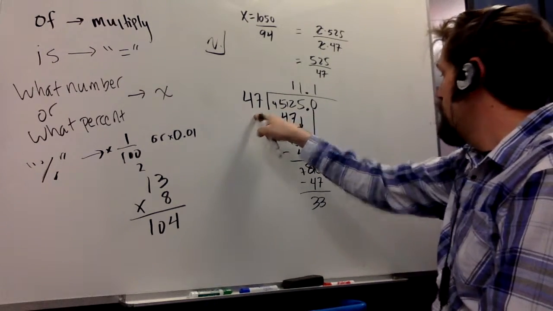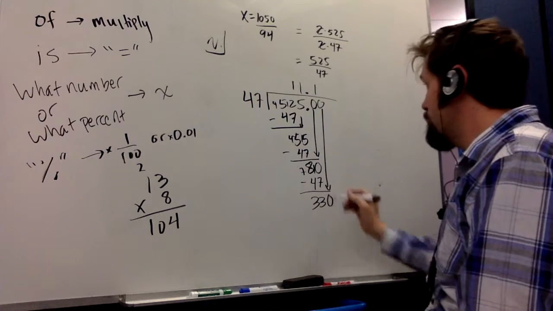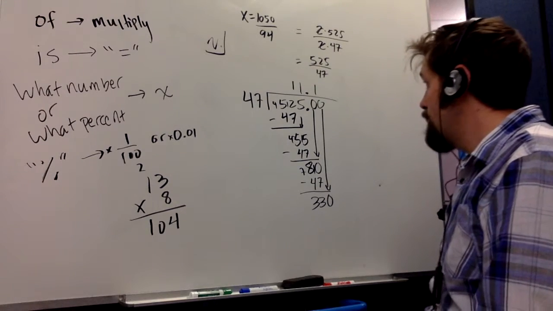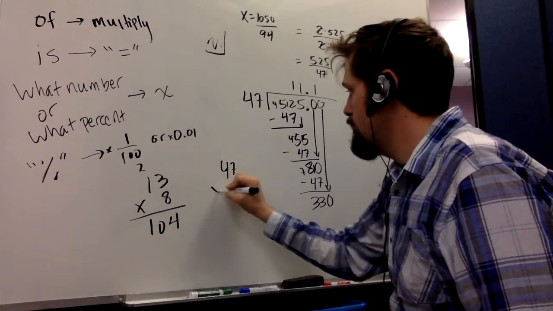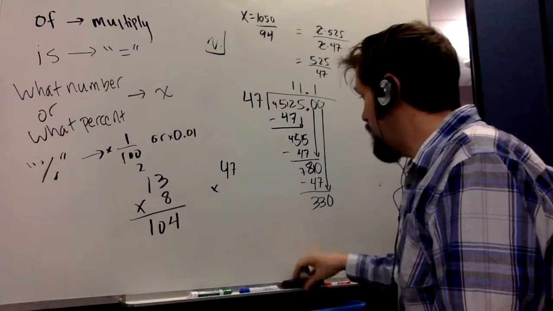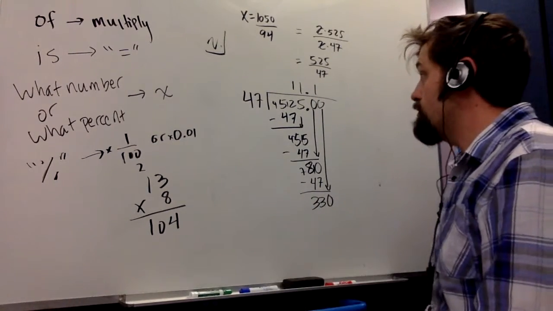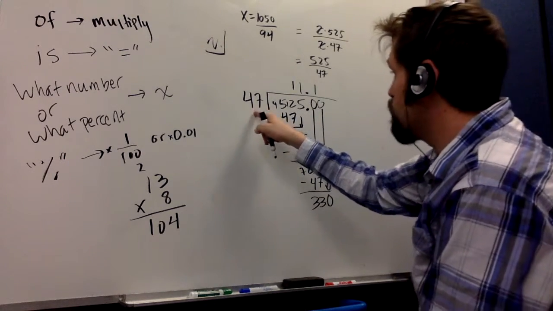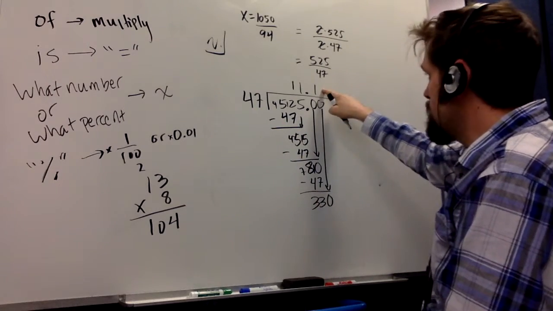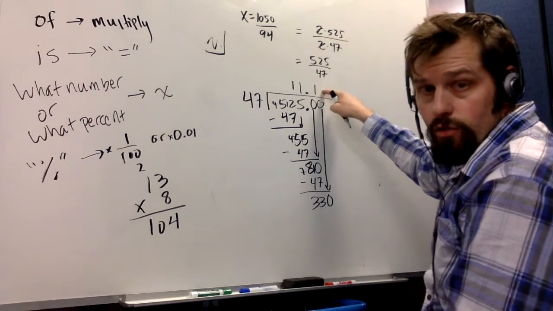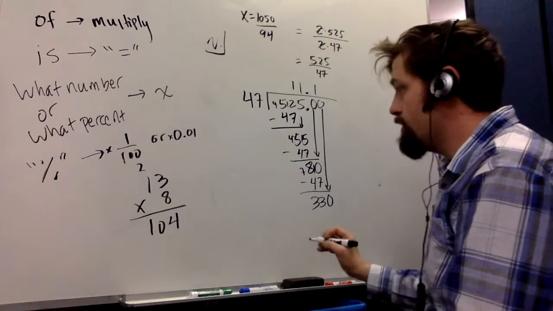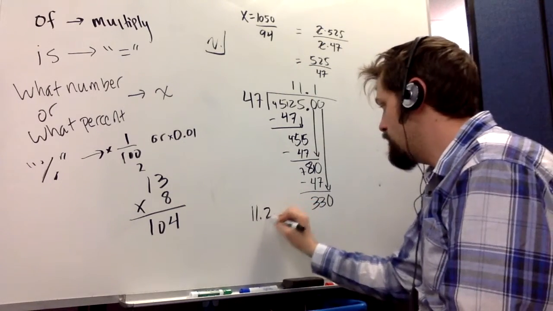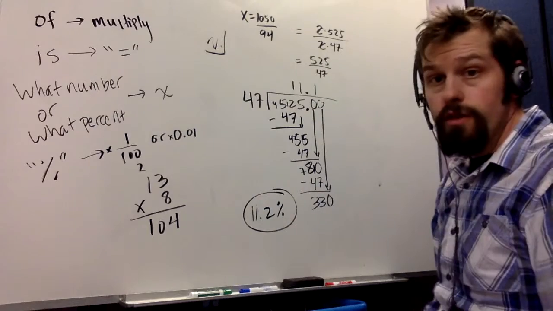Okay, so bring down another 0, 330. 47 times 10 is too big. That would be 470. Let's try 47 times 5, I already know what that is. It's half of 470, which is 235. I know that I can make at least 5 groups of 47, so I know that this digit will be a 5 or larger, which means that to the nearest tenth of a percent, what percent of 94 is 10.5? 11.2%. And then again, that is to the nearest tenth of a percent.